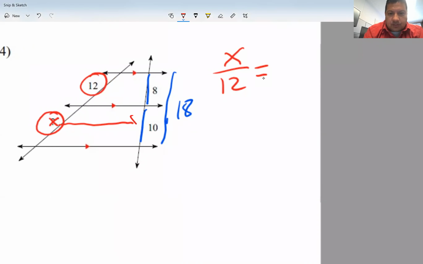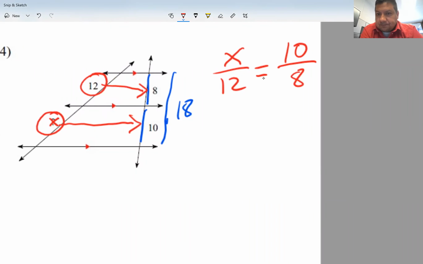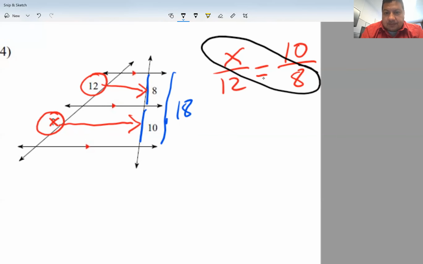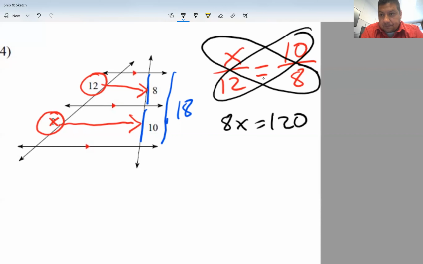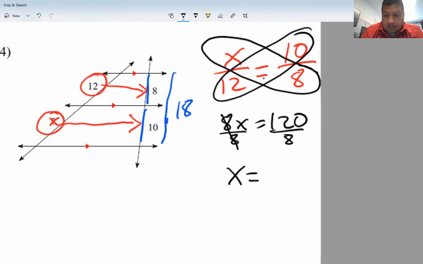Now, x is corresponding with 10. So x goes with 10. 12 is corresponding to 8. And I can just cross multiply, or I can simplify first. I'm going to cross multiply. Numbers are not that big, especially if you guys have calculators with you. Just cross multiply if you're comfortable with it. Now here, 8 times x, that gives me 8x. 12 times 10, that gives me 120. So I have that 8x equals 120. To get the x by itself, let me divide by 8. Use a calculator if you need to. And 120 divided by 8 gives me 15. So when I type in my answer, I'm going to type in 15.